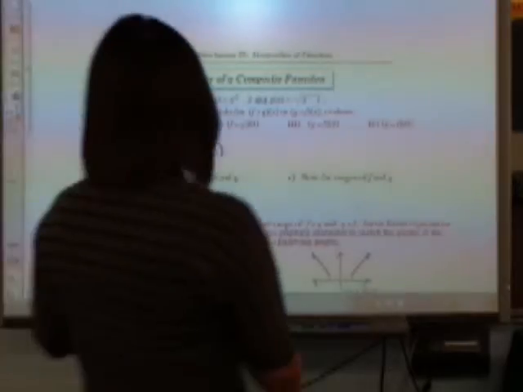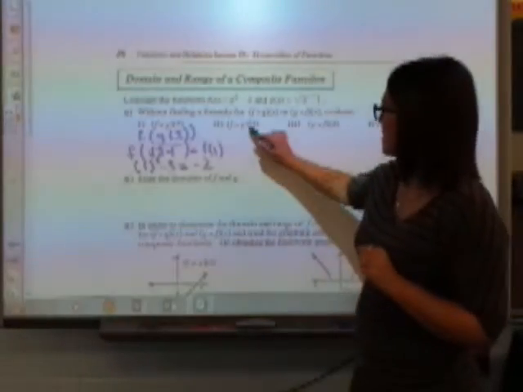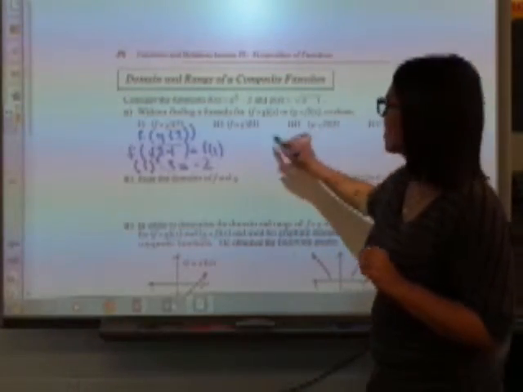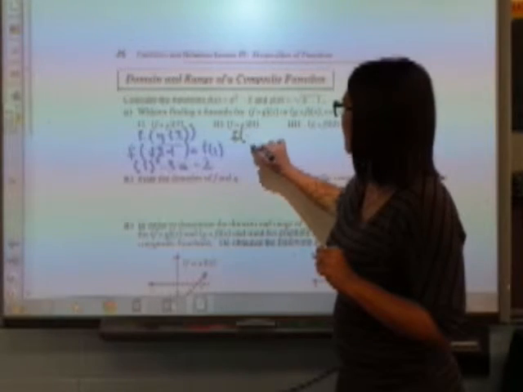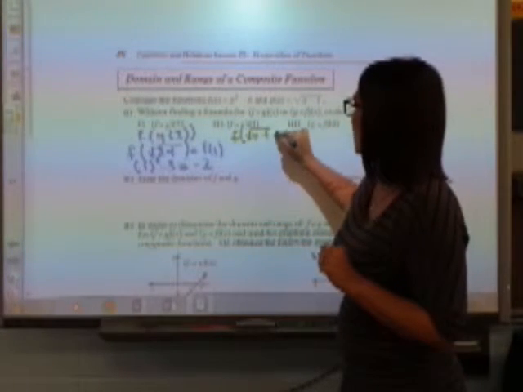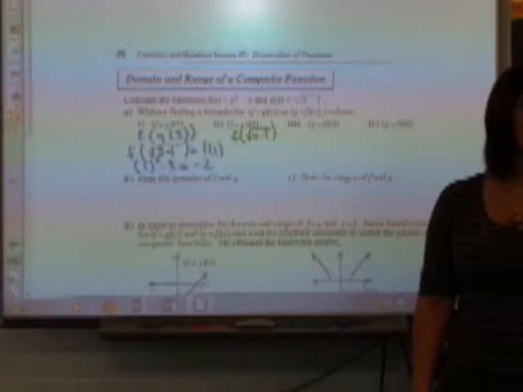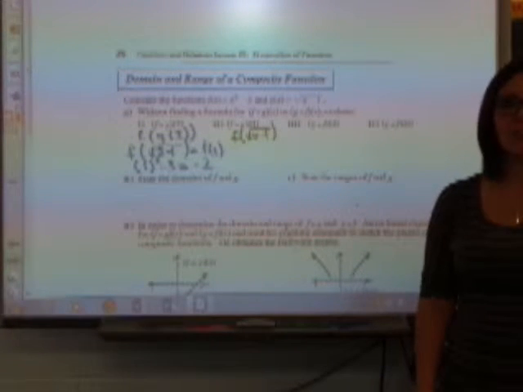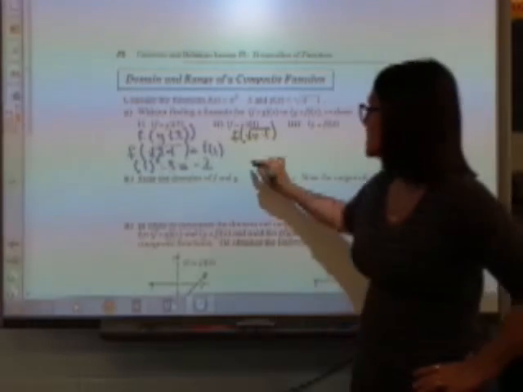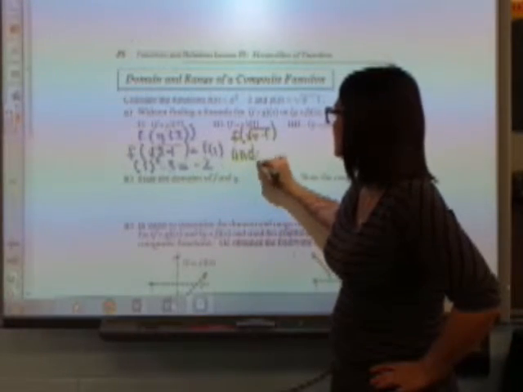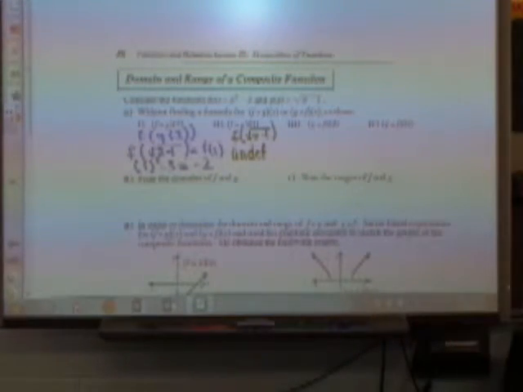So if I look at f of g of 0, it means I substitute 0 into here. So I get f of the square root of 0 minus 1. What's 0 minus 1? Negative 1. Can I take the square root of a negative 1? No, so this becomes undefined. Okay? Does it feel good when you got it right?